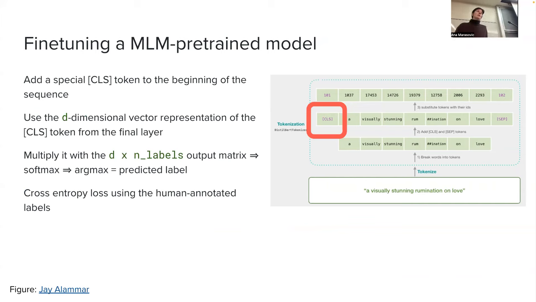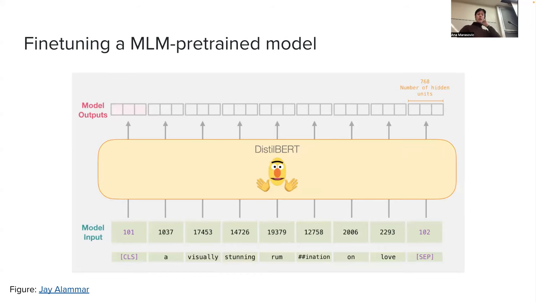At the fine-tuning stage, the people who proposed BERT proposed to put a special token called the CLS token, CLS for classification, at the beginning of your input sequence. So here you have a sentence, a visually stunning rumination on love. In your pre-processing, you just add the CLS token at the beginning and a so-called separator token at the end of your sequence. And then the procedure stays the same. The separator token is now part of the vocabulary, so it's going to get its index.